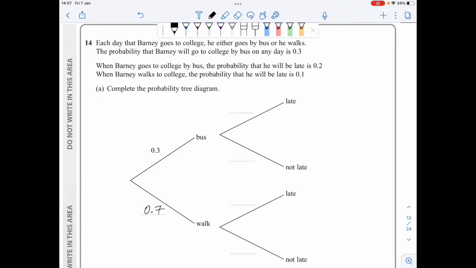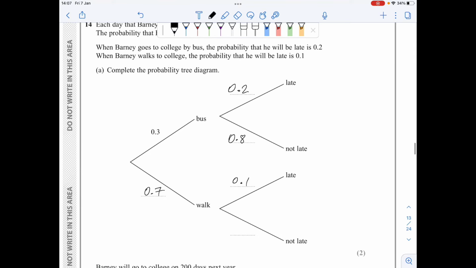Now, if he goes by bus, the probability he'll be late is 0.2. So the one below should be 0.8. So they add up to 1. Similarly, if he walks to school, the probability he'll be late is 0.1, which leaves a probability of 0.9 exactly below.